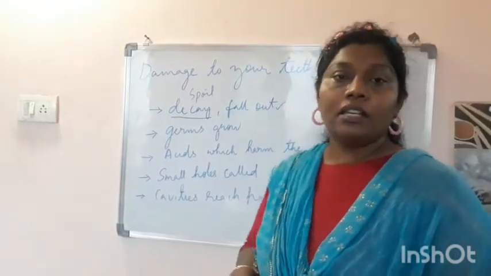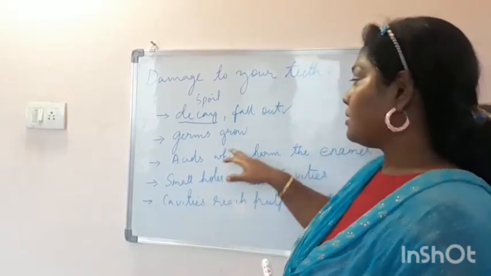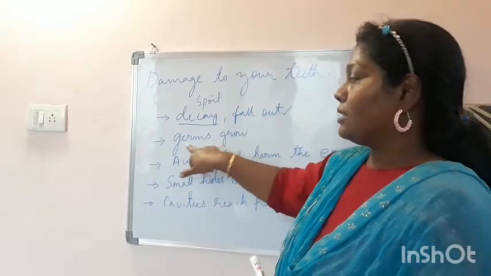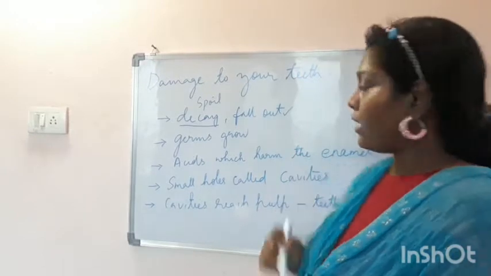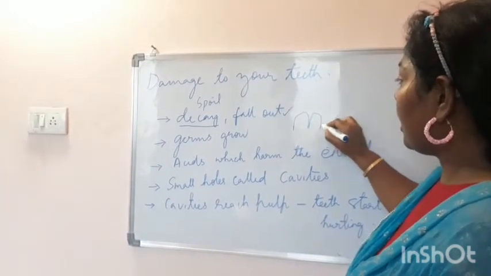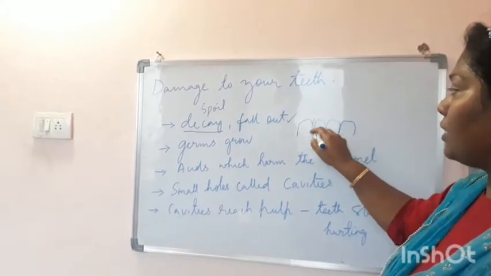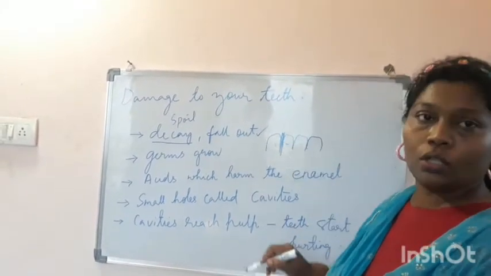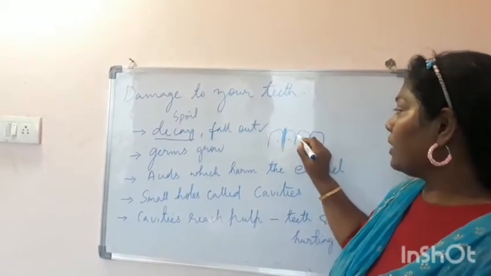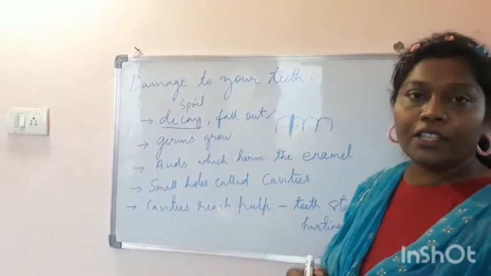Next, what happens if you are not brushing your teeth properly or not cleaning your teeth properly? There are germs. The germs grow in your teeth. See, children, the teeth are arranged like this. In between each single tooth, we have a little gap. So whenever you eat something, there is a chance of retention of some food material between the teeth.